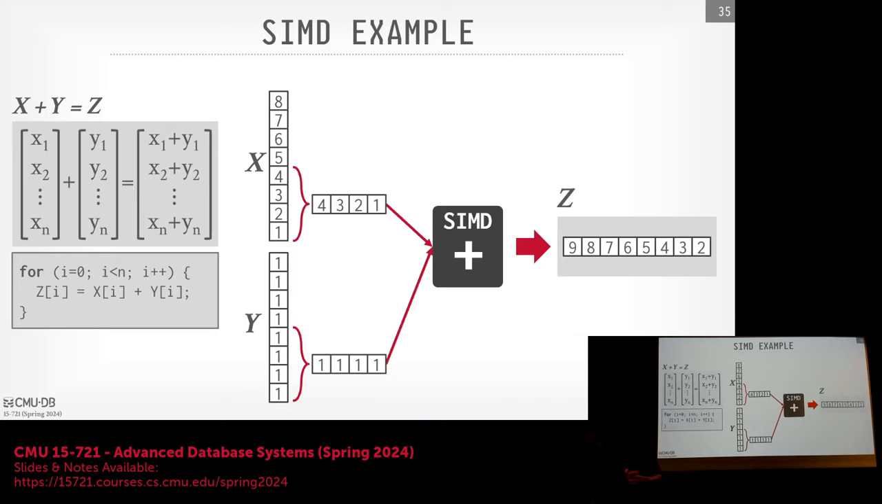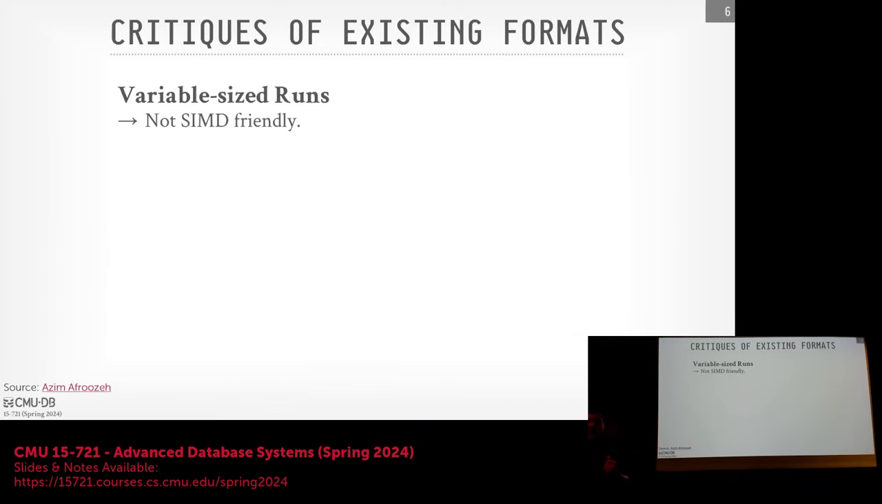Okay, but as I said, these registers are always going to be 128-bit, 256, 512, and every element within that I'm storing in a lane has to be the same size. So if I have variable length encoding, I have to put everything into the same size before I can load it into the register, and that's expensive.